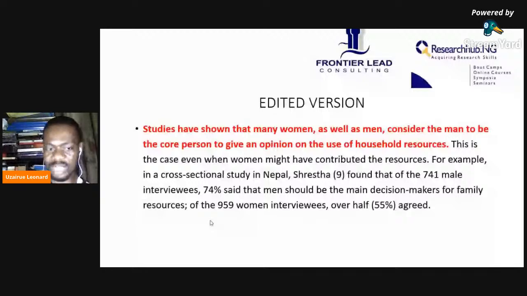For example, Sharon found that of the 741 male interviewees, 74% said that men should be the main decision maker for the family resources. Of the 959 women interviewees, over half, about 55%, agreed. Now you can see that this is a well summarized outcome compared to the other one.